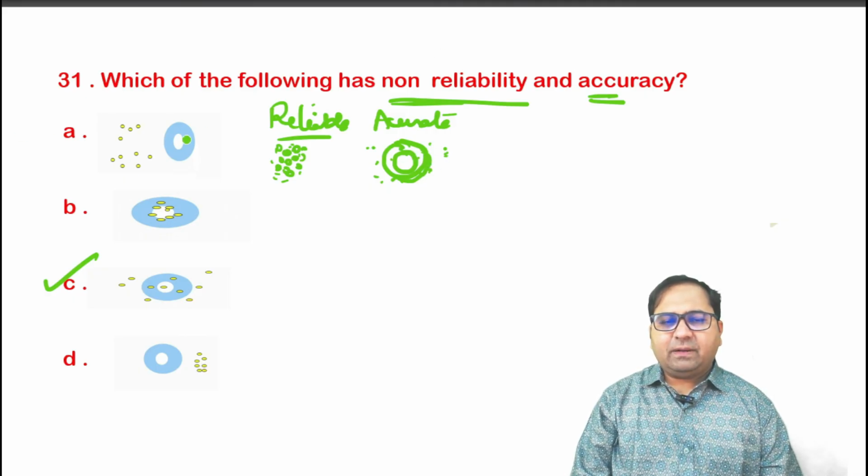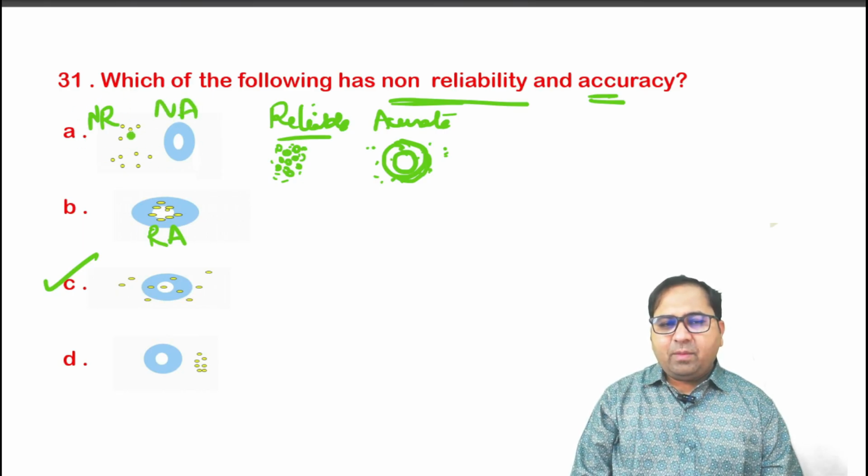Now let us see each picture. The bullseye is separate and all the shots are discrete. Because all the shots are discrete, this is not reliable. Now see here, all the shots are in the center, so this is reliable. Because the shots are touching the bullseye, it is accurate, and because the shots are not touching the bullseye, this is not accurate. So the first picture over here: because all the shots are away from the bullseye, it is not accurate, and because all the shots are not at one place, they are discrete, it is not reliable. So non-reliable and not accurate.